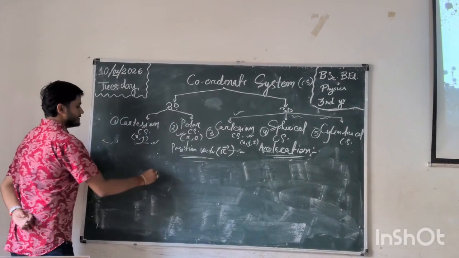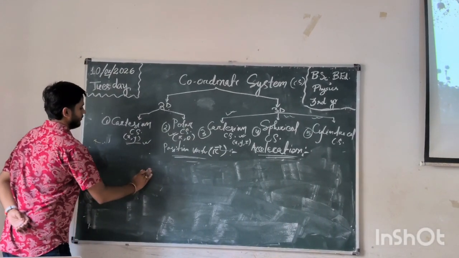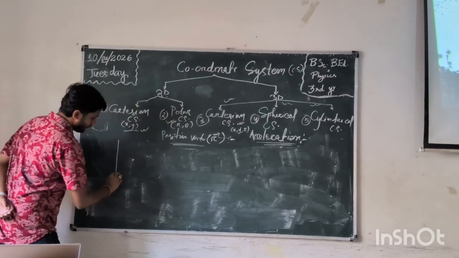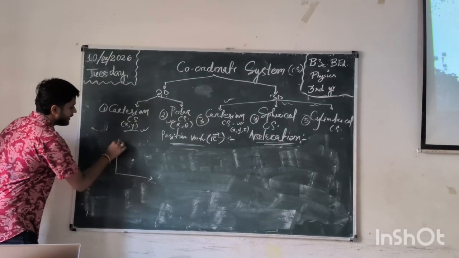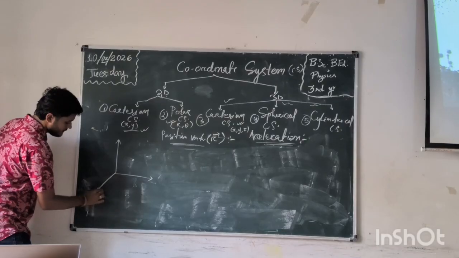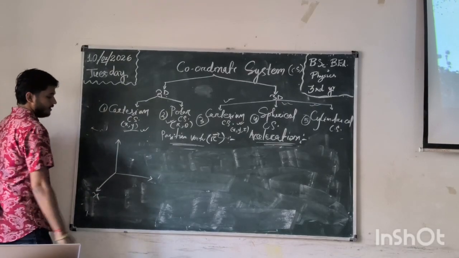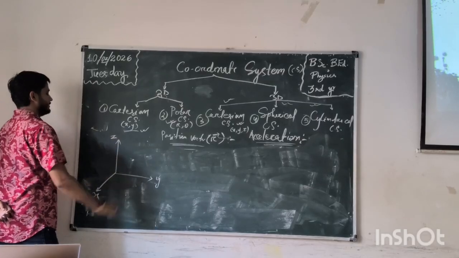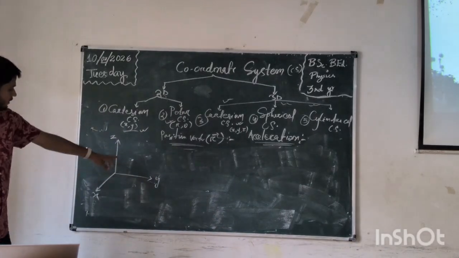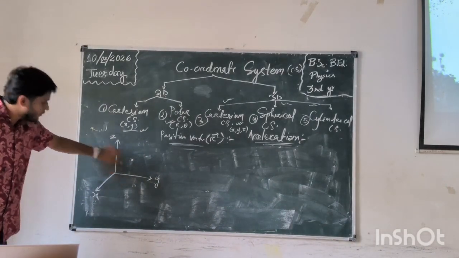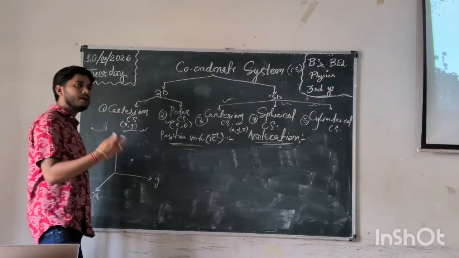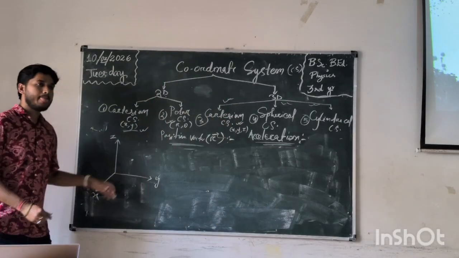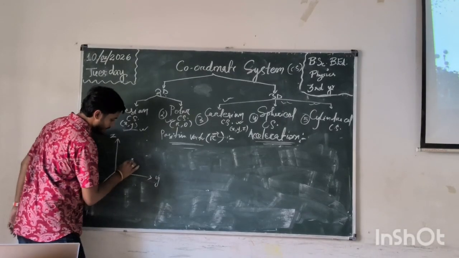Suppose I have an object here. In 3D we have 3 dimensions. So this is our x-axis, this is our y-axis, and this is our z-axis. In order to find the position of this particle, what do we have to do? We have to find the position of this particle.